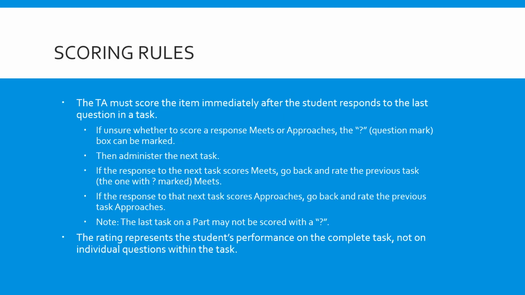Here are some important scoring rules. The test administrator must score the item immediately after the student responds to the last question in the task. If you're unsure whether to score a response meets or approaches, the question mark box can be marked. Then administer the next task. If the response to the next task scores meets, go back and rate the previous task, the one you marked with a question mark, as meets. If the response to the next task approaches, go back and rate the previous task approaches.